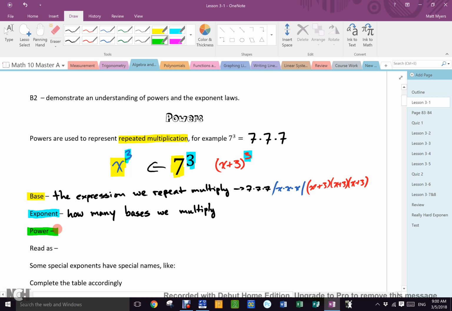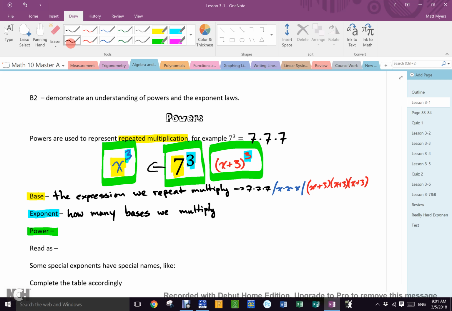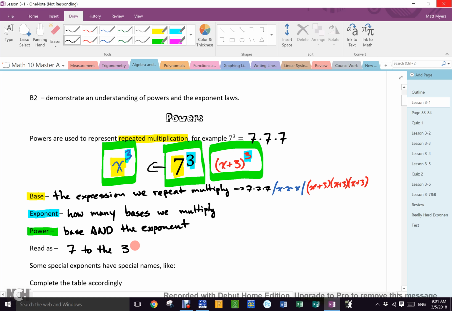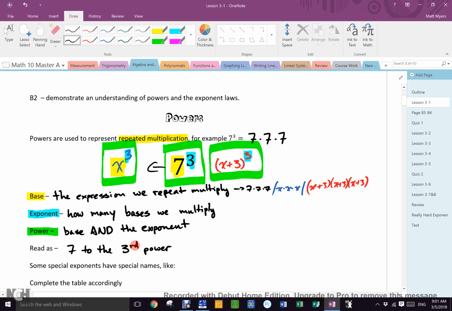Now it gets a little weird. If that's the base and that's the exponent, what is the power? Isn't it all of it? The whole kit and caboodle. The power is the base and the exponent. And we read it as 7 to the third power, or 7 to the third. What would this guy be? The guy on the left, because my screen's frozen. How would you read that guy? x to the power of 3 or x to the third? What would this guy be? x plus 3 to the power of 3 or x plus 3 to the third.